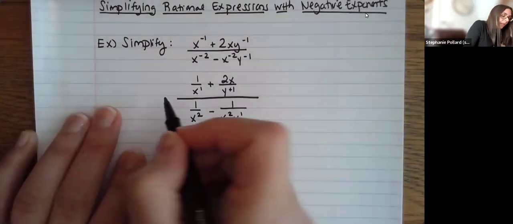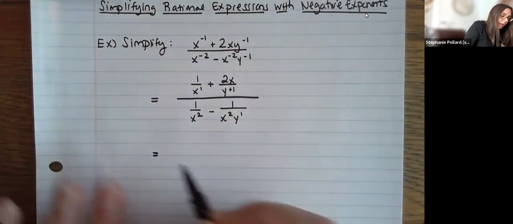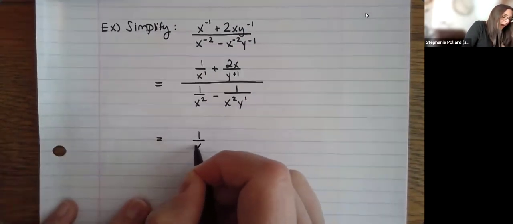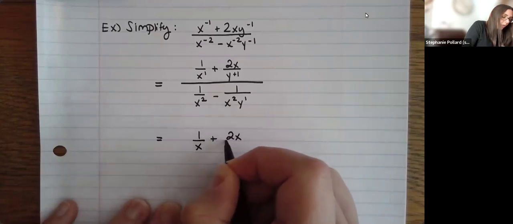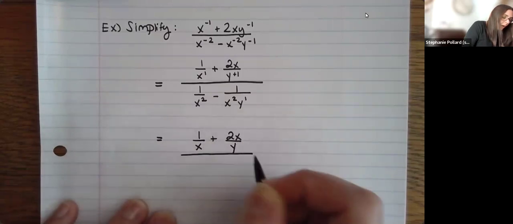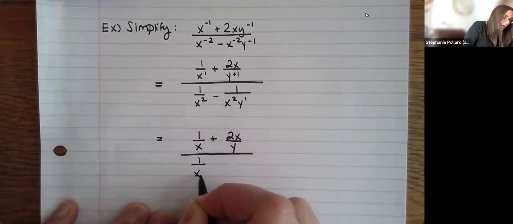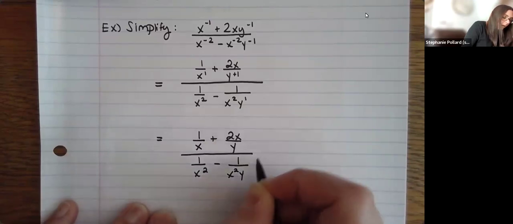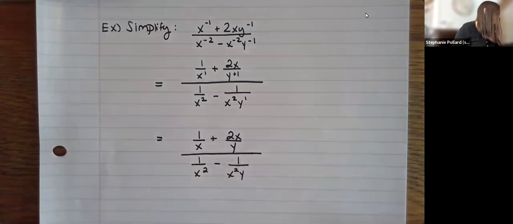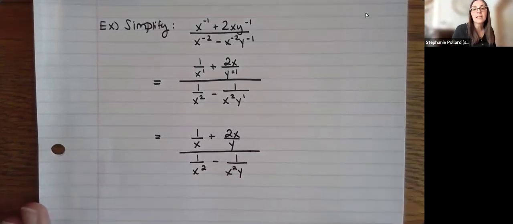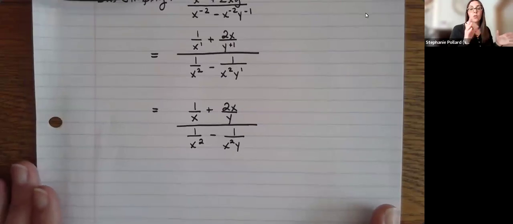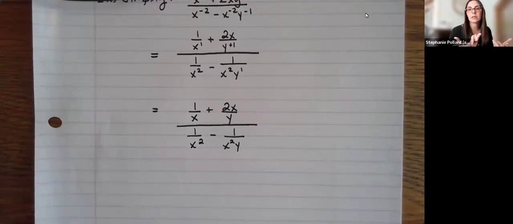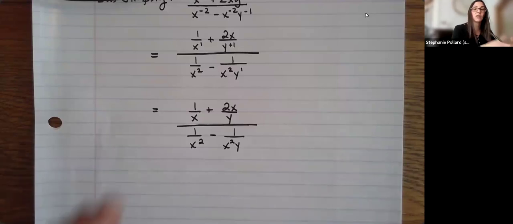Now, you don't need to write the first power in, so I'm just going to go ahead and clean this up a little bit. So I have 1 over x plus 2x over y, 1 over x squared minus 1 over x squared y. Okay. Now, at this point, you can use whatever strategy you want for complex expressions, right? So now we have a complex rational expression, meaning I have fractions in fractions. I need to clear that out.